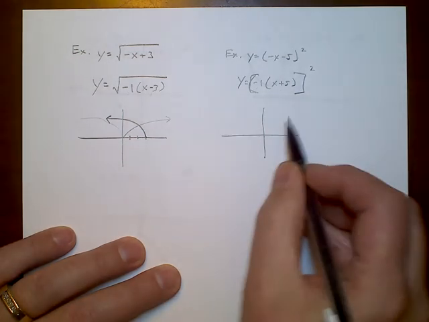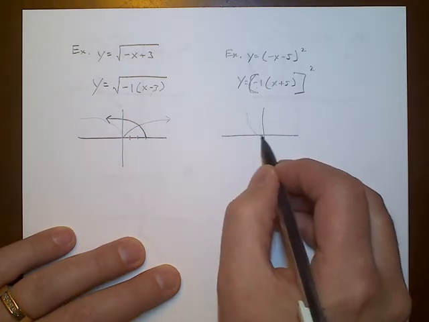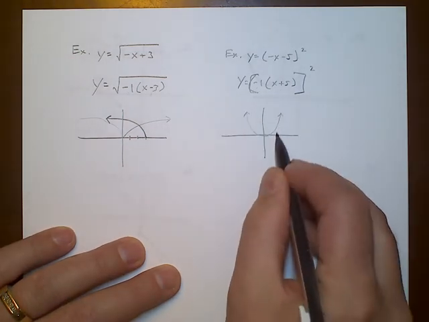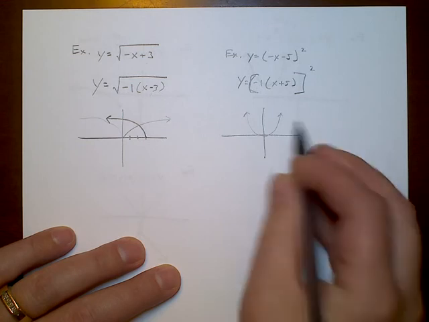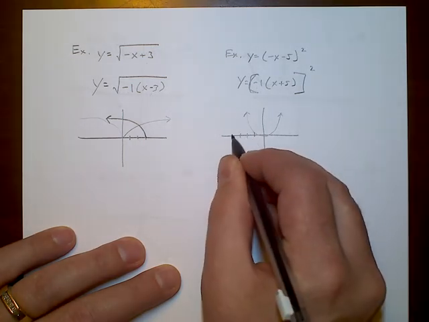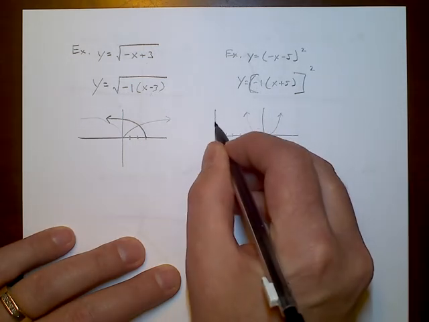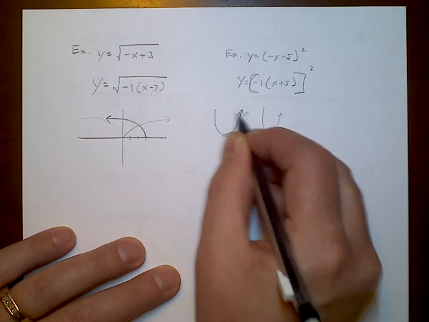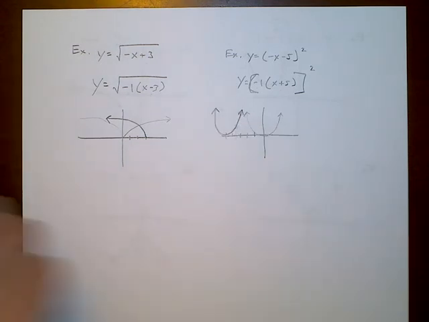So we take our parabola centered at the origin, reflected over the y-axis. It looks exactly the same. Move it to the left 5. And so the final graph would look like that.